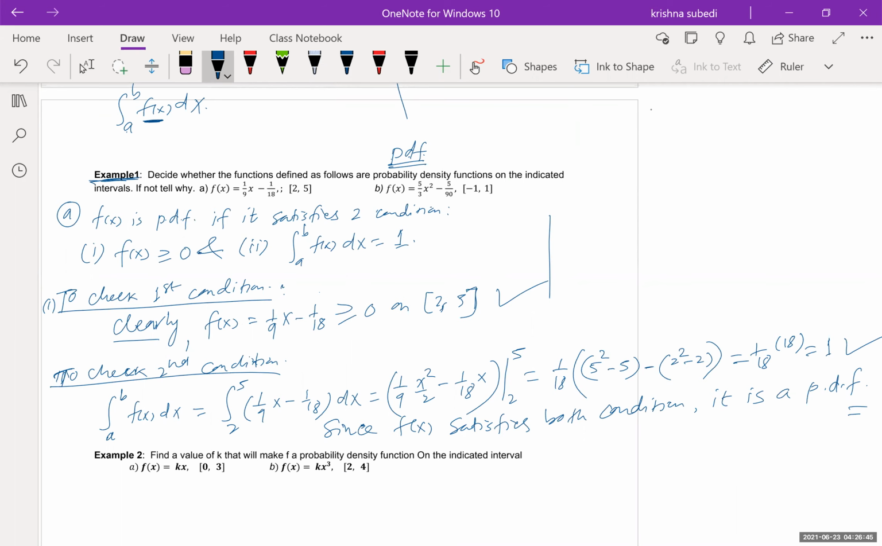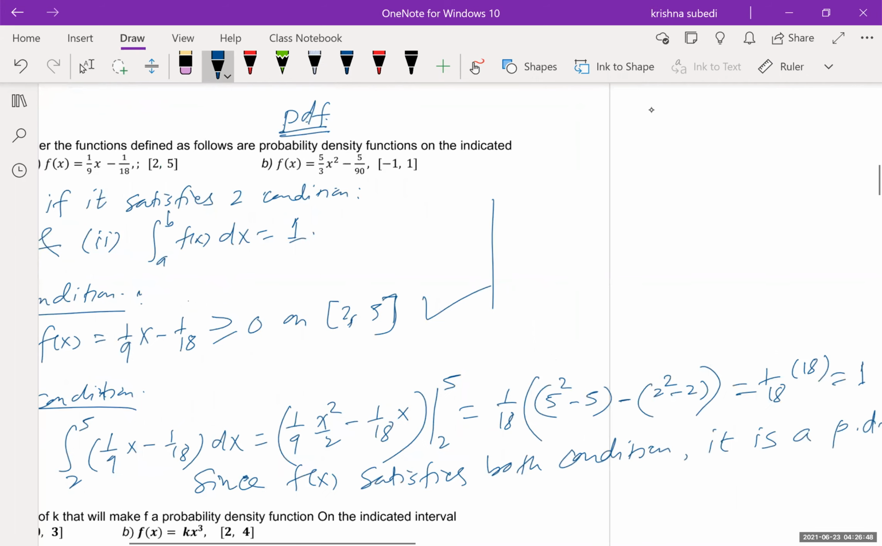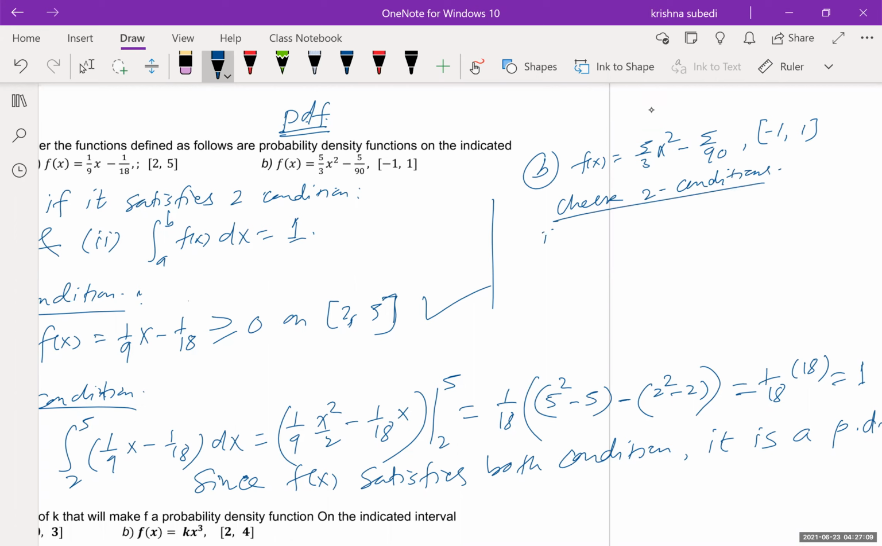I want you to try part B just for fun. So part B: the given function is 5 over 3 x squared minus 5 over 90 from -1 to 1. So check two conditions. Condition 1: is f of x always non-negative on the interval -1 to 1? Is that true always? Check that.